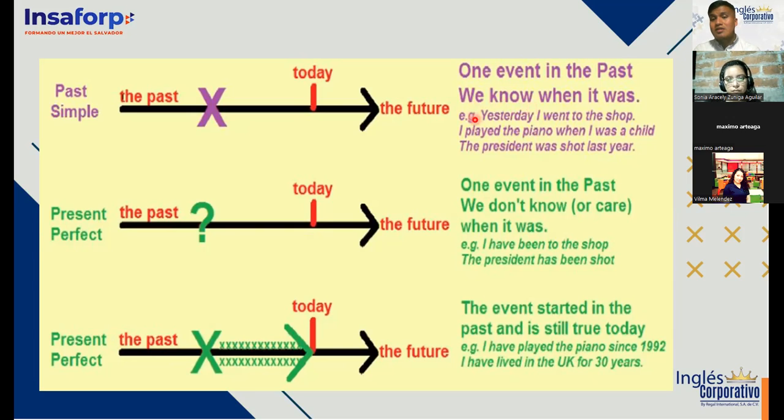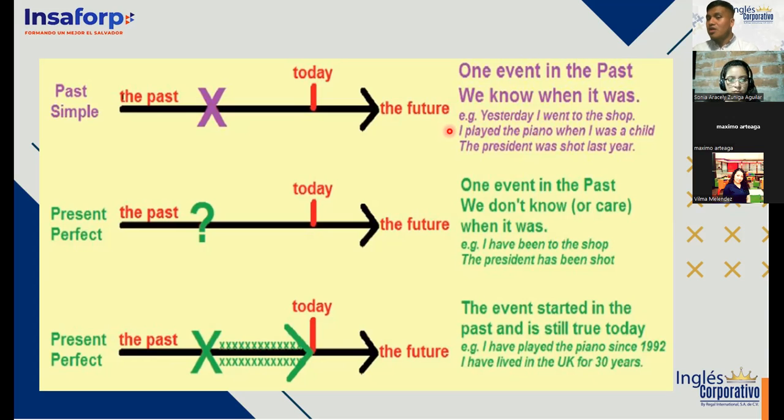But one expression that you will understand automatically means we're talking about the past is, of course, the verb, because the verb is going to be in the past. But also there's this expression that says yesterday. When we say that expression, of course, it is something that already happened, that we already did. So let's see another one. We have, I played the piano when I was a child.